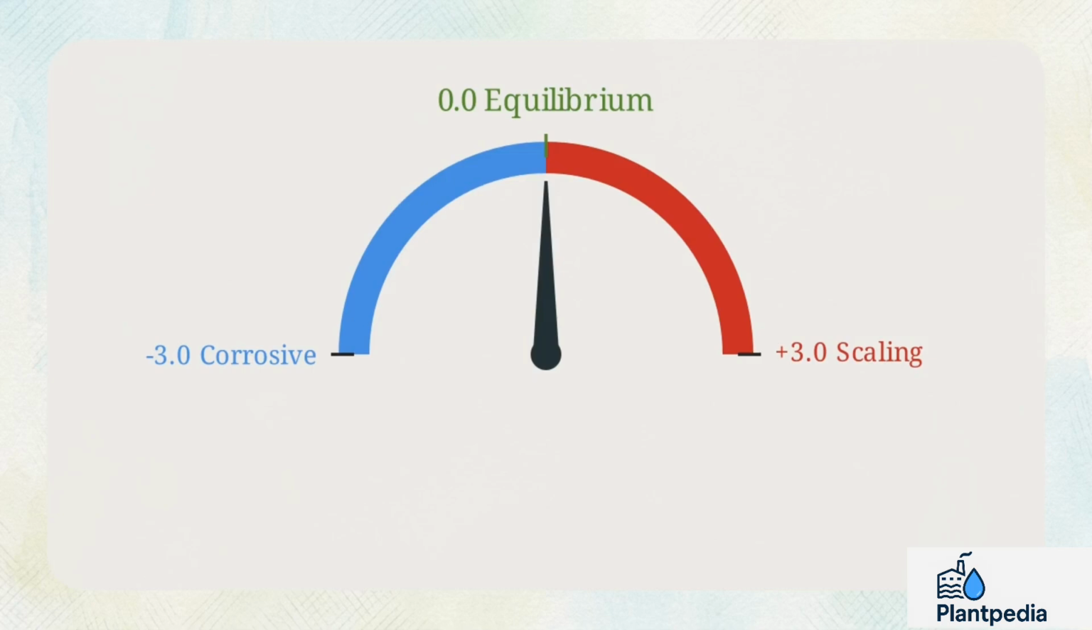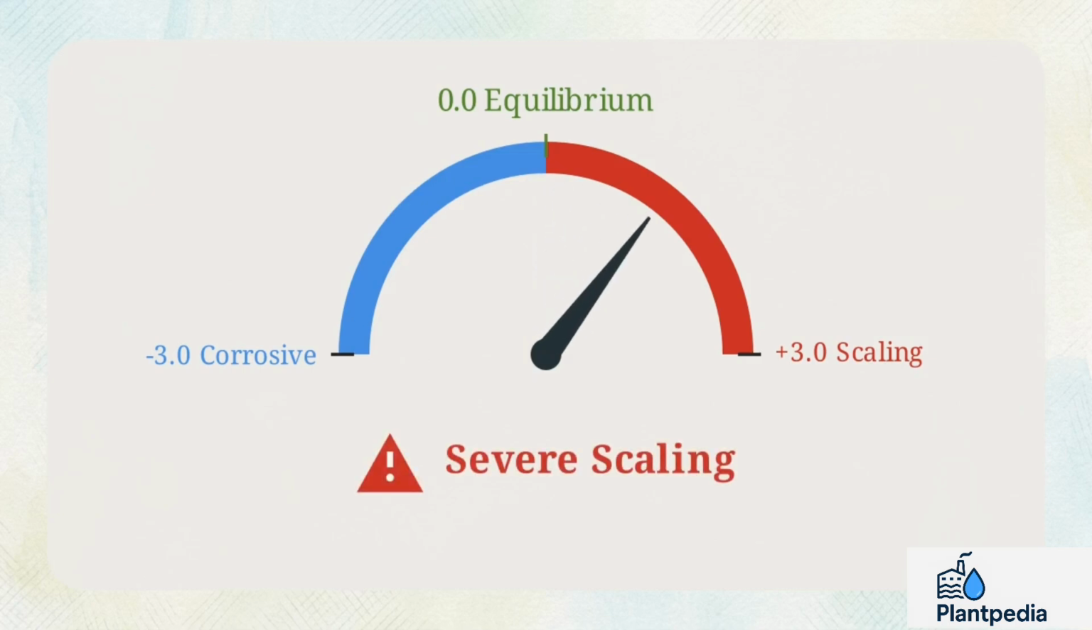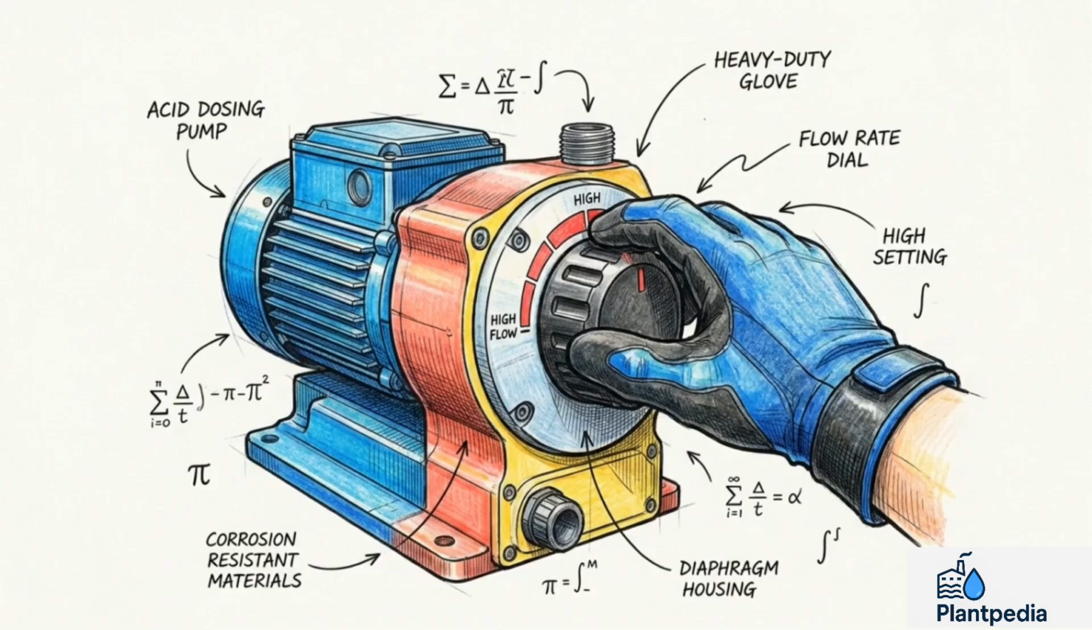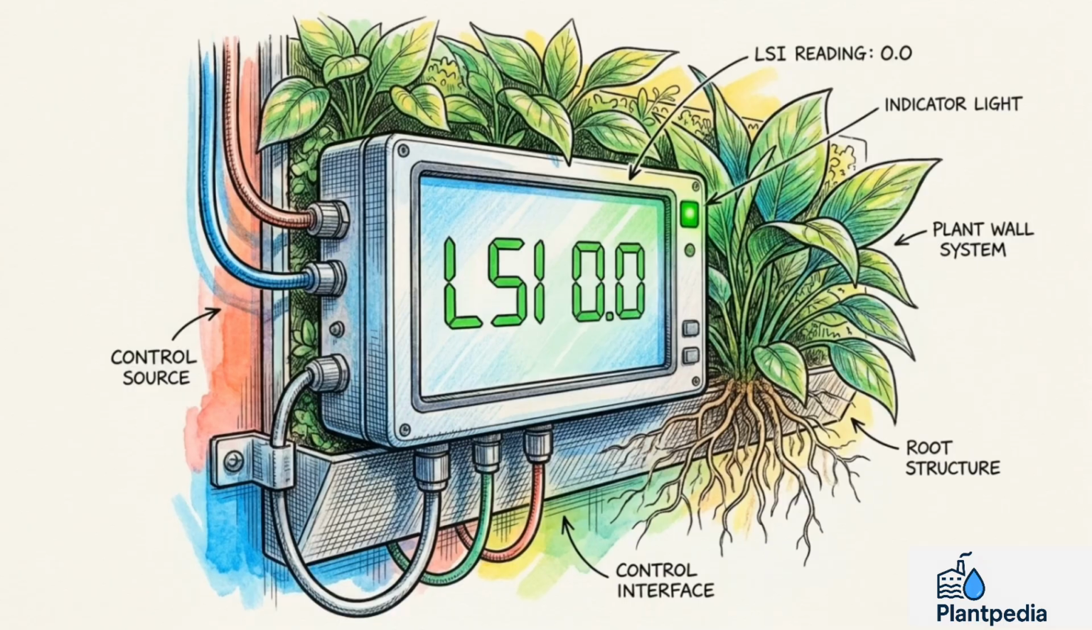This gauge shows our result relative to that 0.0 equilibrium point. A score of positive 1.26 represents a massive swing towards scale formation. This indicates a severe scaling tendency. If this water hits your RO membrane, it will choke the system in a matter of days. To neutralize this threat, you must immediately increase your acid dosing to lower the actual pH, or adjust your antiscalant levels until that LSI score drops back down towards 0.